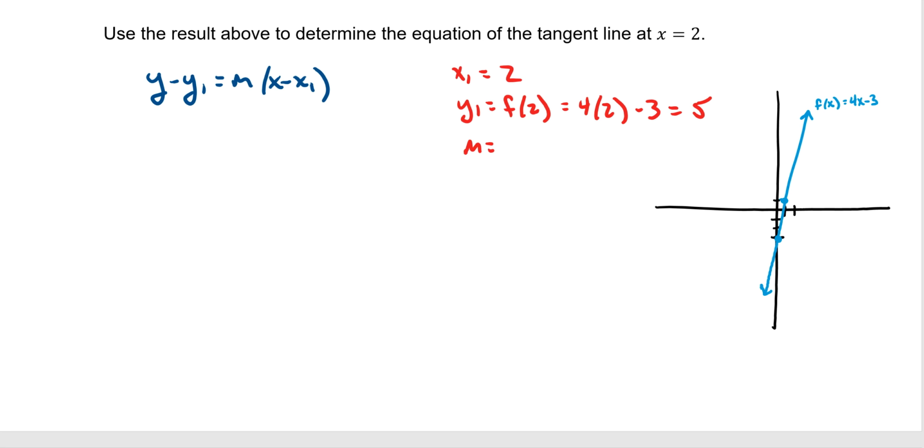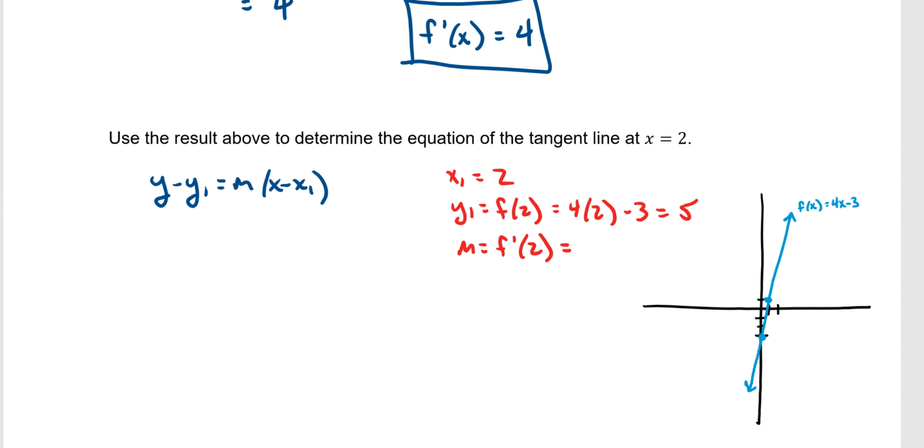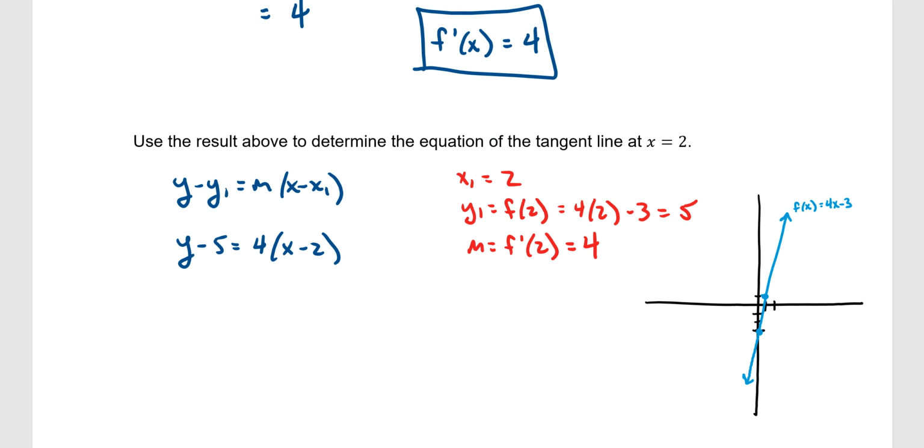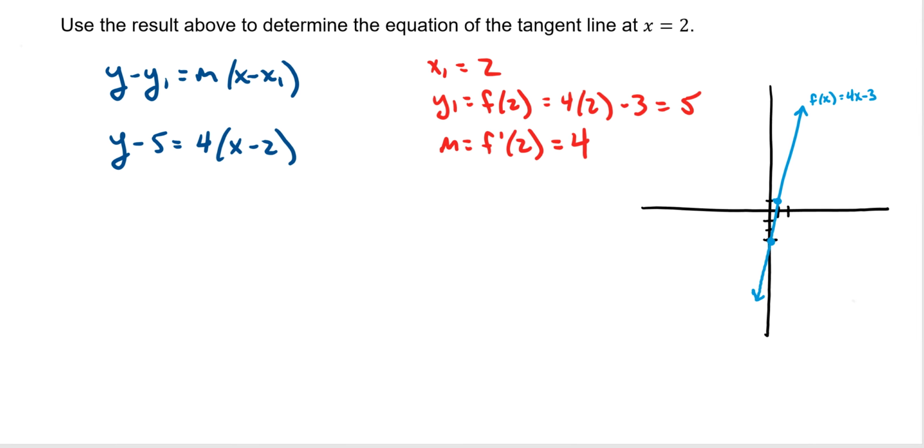And then the slope is the derivative evaluated at the x-coordinate. So the derivative function is just 4, right? There's no x's to plug in, so it's just 4. So we have the equation of the tangent line: y minus 5 equals 4 times x minus 2. And that's the equation of the tangent line.